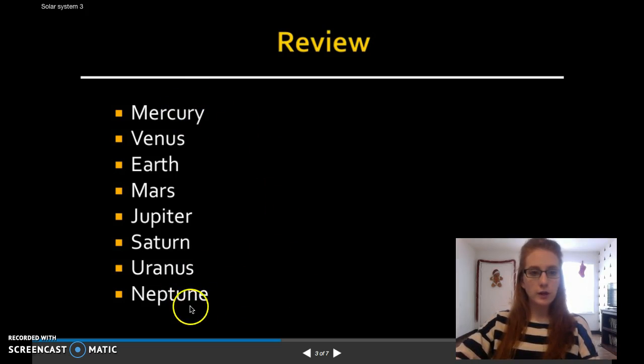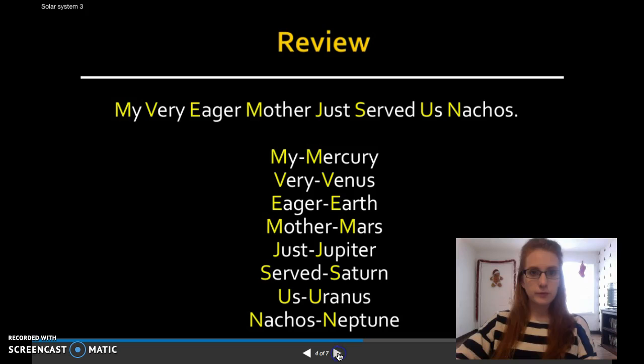To review the names of all the planets, again, from closest to the sun here at the top to farthest away here at the bottom, we have Mercury, Venus, Earth, Mars, Jupiter, Saturn, Uranus, and Neptune. Again, those are in order from closest to the sun to farthest away down here at the bottom.